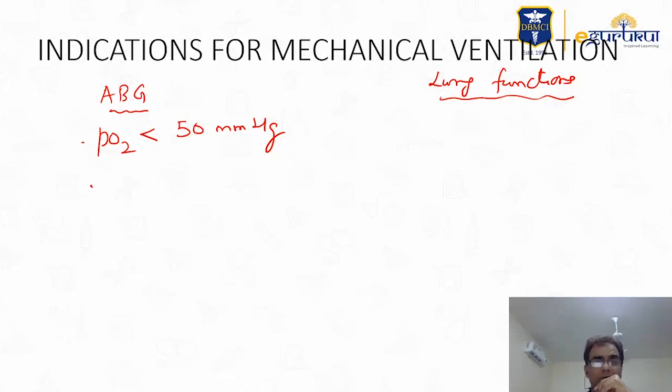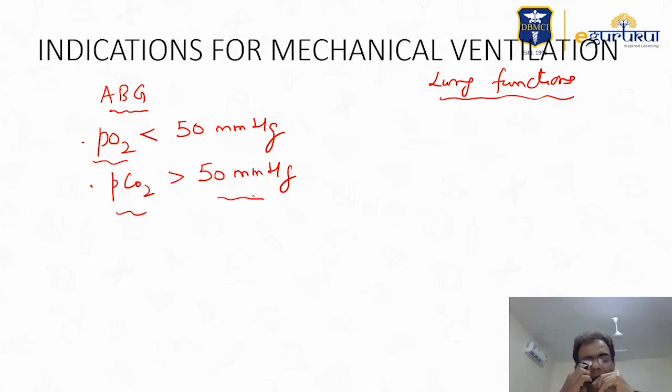So PO2 less than 50 and PCO2 more than 50. PO2 less than 50, PCO2 more than 50. And then usually the PF ratio. PF means PO2 to FiO2 ratio, less than 300. Normal is more than 400, you know.